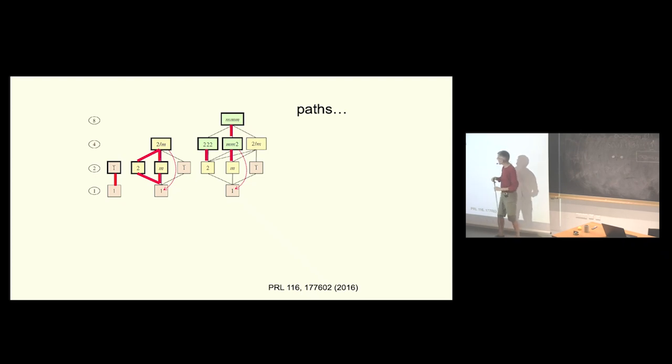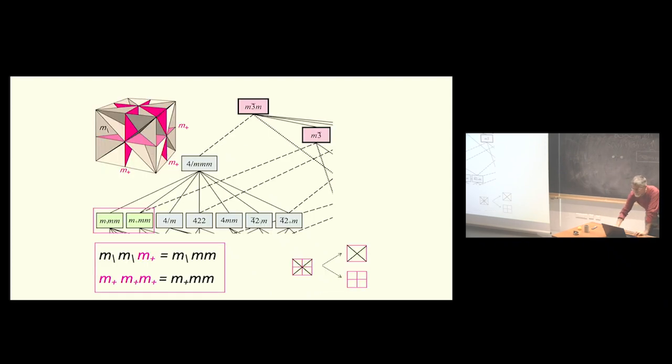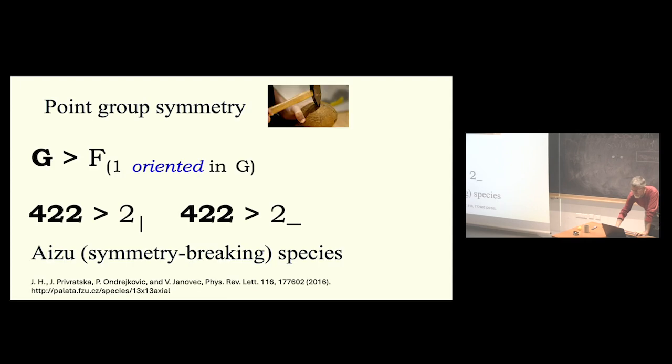Okay, but it's convenient to put it in these plots where you see many paths. But in principle, the species is just the two groups. So if there are different ways how to go, it doesn't matter for the definition of the species, okay?